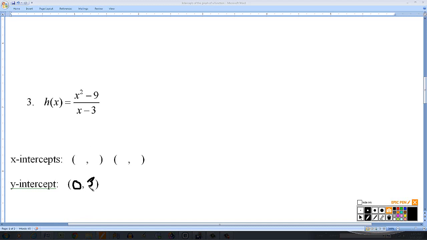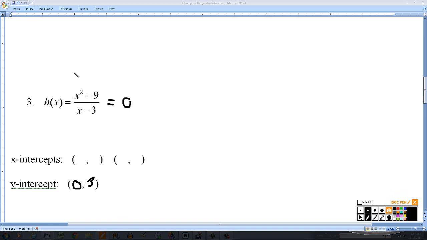So the graph crosses the y-axis at the point (0, 3). Okay, for the x-intercept, the y value has to be 0. So, in this case, the y is this h of x here. So I want to know, when is this going to be 0? Basically, I'm putting a 0 instead of the h. So when is this going to be 0?